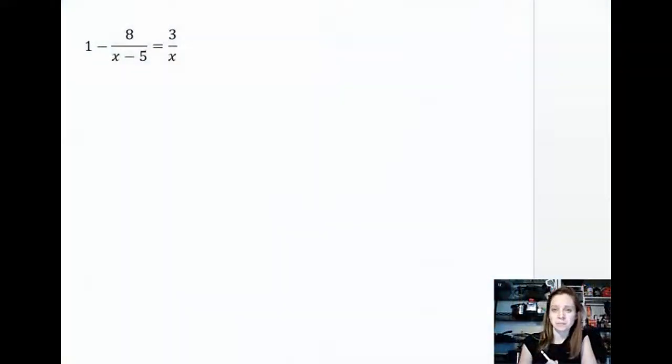ABC! Here's the problem from example 3. We're going to begin by multiplying every term by the least common denominator. There are 3 denominators, and I can tell by looking at them that the least common denominator is x times x minus 5.